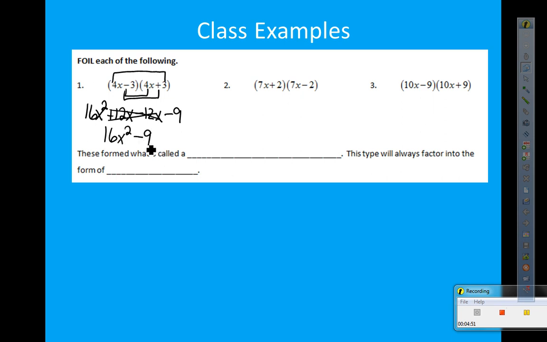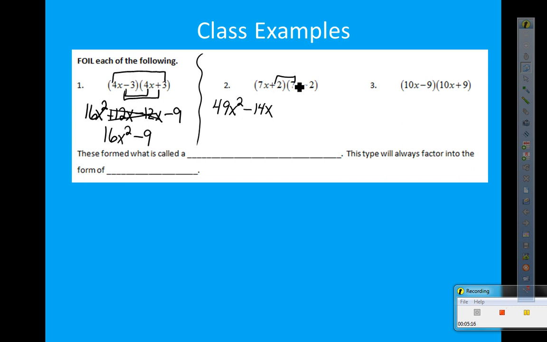Here later we'll set those equal to 0, but not yet. I'm hoping that you see a little pattern here, though, on these. Here goes my number 2. If I FOIL this out, I'm going to go 7x times 7x. I'm going to get 49x squared. I'm going to go 7x times negative 2 and get negative 14x.